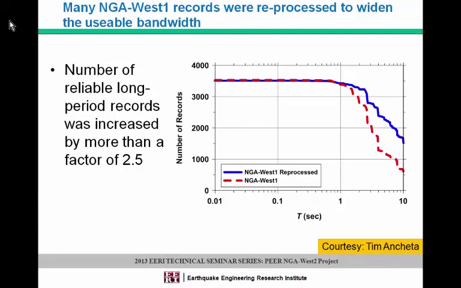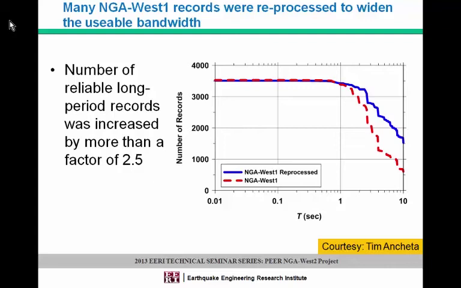What other thing that we did for the database was that we went back and reprocessed all the records in NGA-West1 to widen the usable frequency bandwidth of the records. So one by one, many records in NGA-West2 were reprocessed. They increased the usable bandwidth, the reliable period range that you can use.